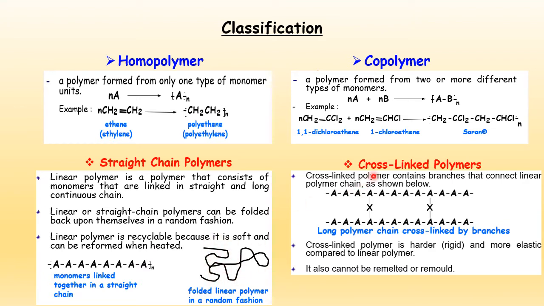Okay, next is cross-link polymer. Cross-link polymer contains branches that connect linear polymer chains as shown below. So it's harder and rigid and more elastic. And then this cross-link polymer cannot be remolded or reshaped.